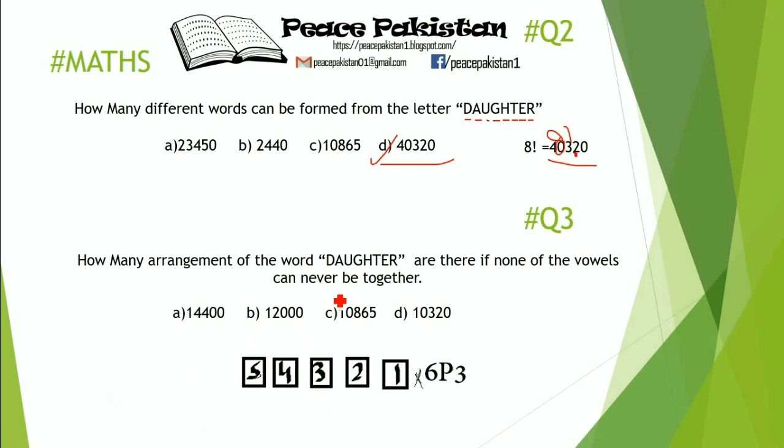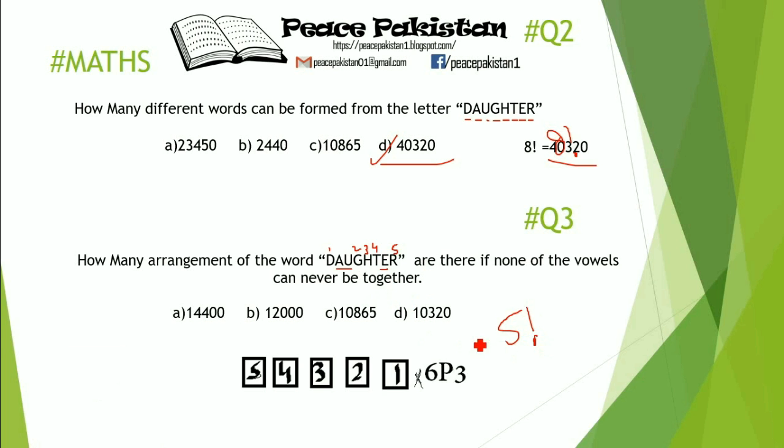And now what is this? Here there are a total of 3 vowels. Remove the 3 vowels, and we have 5 letters: 1, 2, 3, 4 and 5. There are 5 letters without any vowel, so their arrangements are 5 factorial.